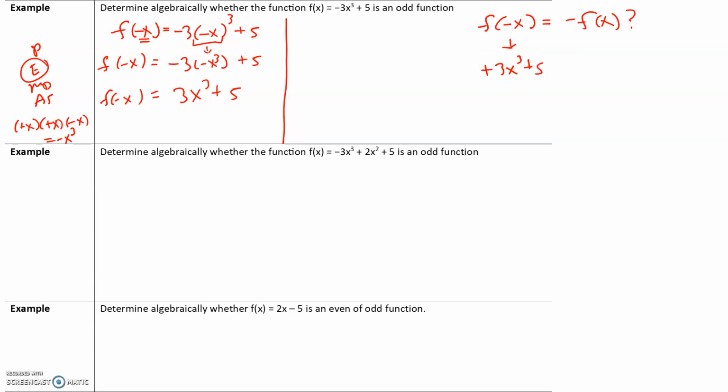Okay, positive 3x cubed plus 5. Now we have to figure out what negative f of x is. Negative f of x means you take this whole expression, negative 3x cubed plus 5, and just add a negative to the front. We keep the same expression and add a negative to the whole thing, so this distributes. This becomes a positive 3x cubed. Negative times a positive is a negative 5.